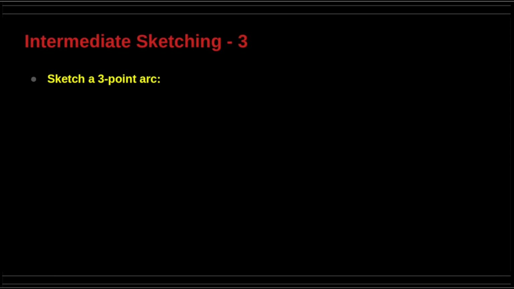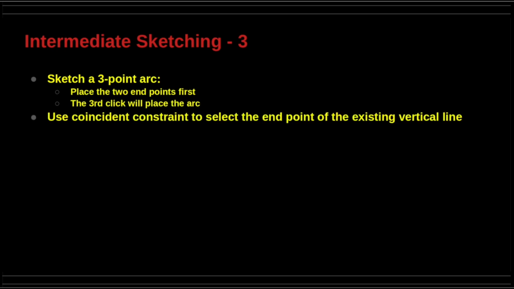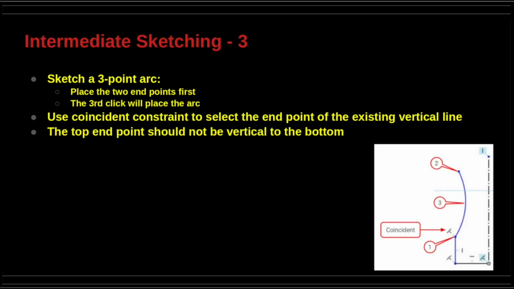Sketch a three-point arc by placing the two endpoints first. The third click will place the arc. Use coincident constraint to select the endpoint of the existing vertical line. The top endpoint should not be vertical to the bottom.